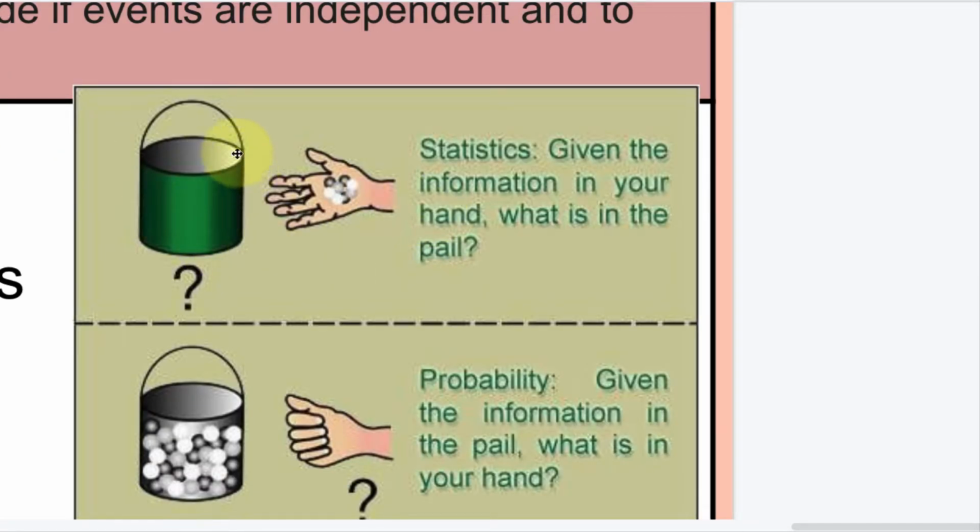To give you a big idea about what we're learning, statistics is what we learned in chapters 1 to 3. Let's say you have a paint bucket, and given the information in your hand, what is in the pail? You pull something out like marbles, and what you get in your hand, your sample, can tell you about the population. Now, what is probability? It's given the information in the pail, so they're telling you everything in here, what is in your hand, which you don't know.